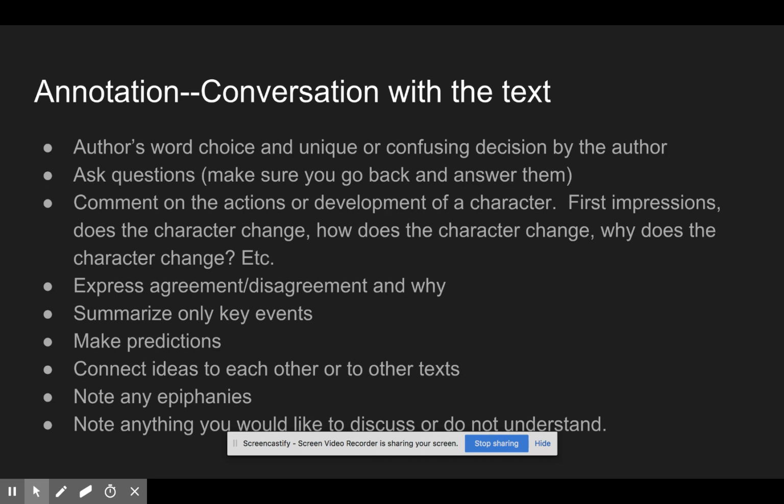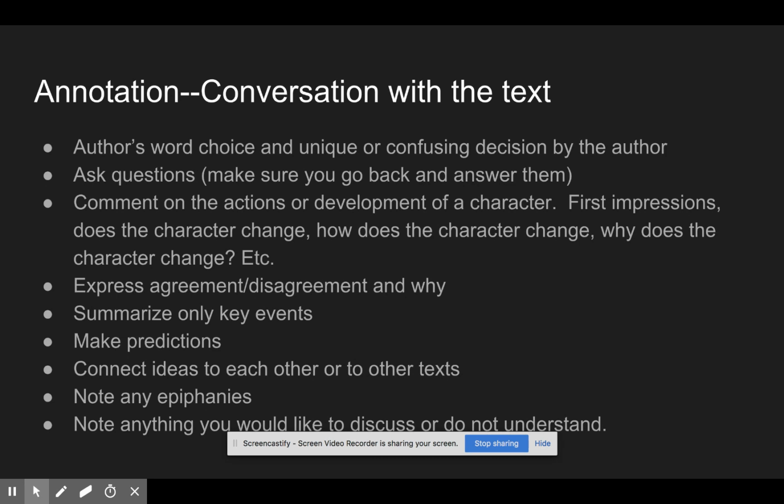Comment on the actions or development of a character. First impressions. Does the character change? How does the character change? Why does the character change? And so on. Why is that character even a character in the story? What's its purpose? Also go ahead and express agreement, disagreement, and why. Why are you agreeing and why are you disagreeing?